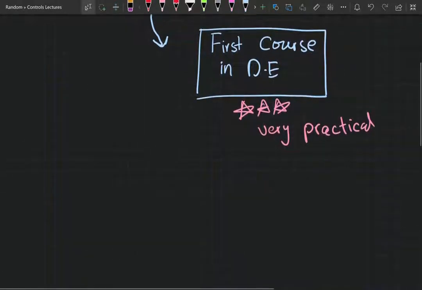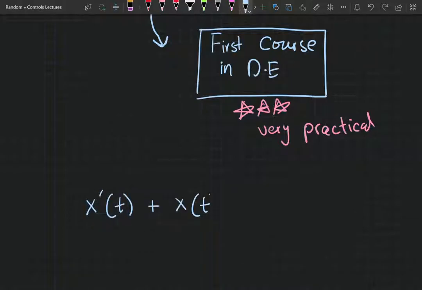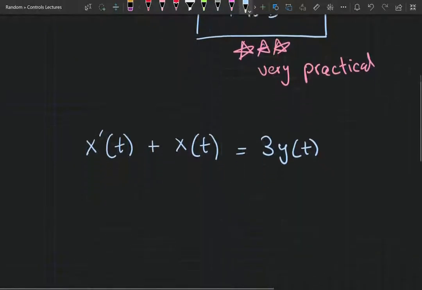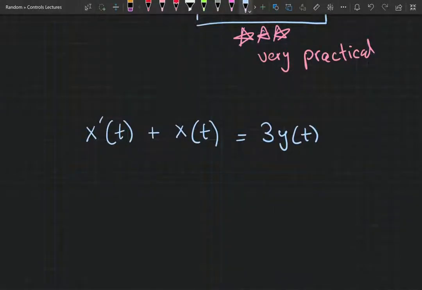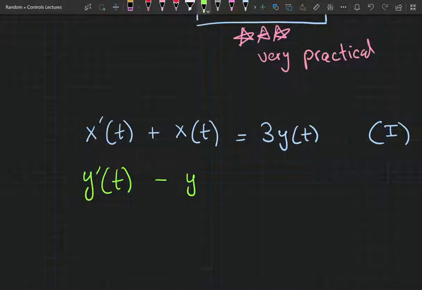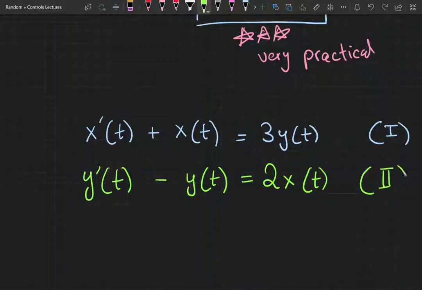Okay, so we have the problem itself. Our first differential equation: the derivative of x with respect to time, plus x of t, is equal to 3y. All right, x and y are variables that vary with time. This shall be my first differential equation. The next equation is going to be y of t minus the derivative with respect to time, dy/dt, is equal to 2 times x of t, and this shall be my second differential equation.